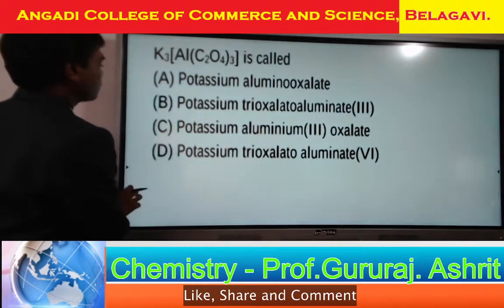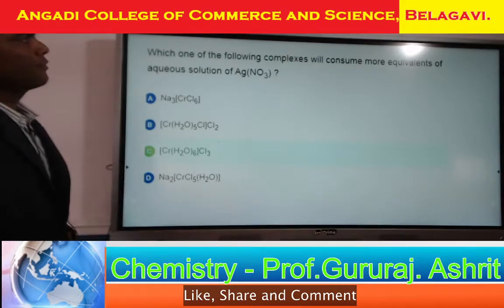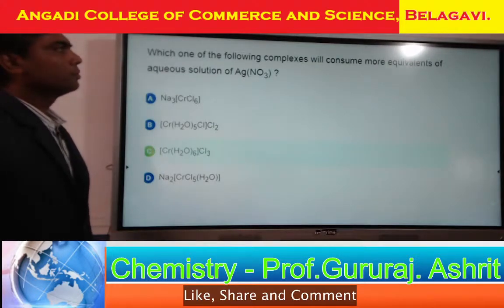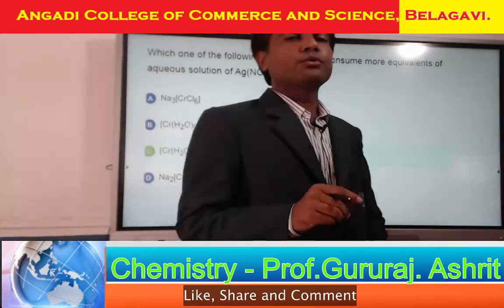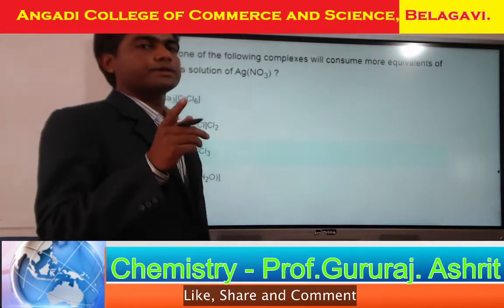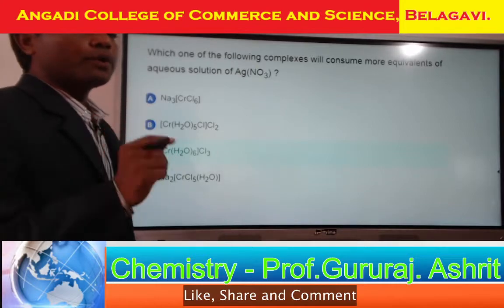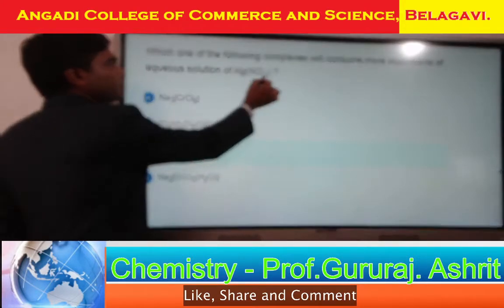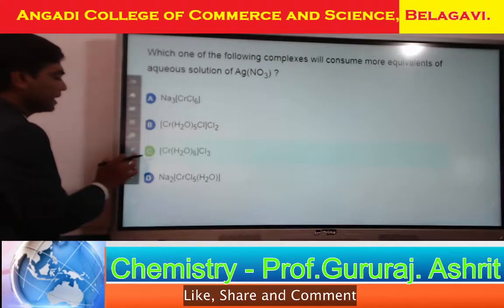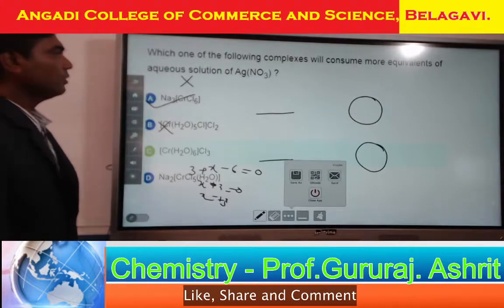Okay, next question. Which of the following complexes will consume more equivalent aqueous solution of AgNO3? All of you know, in complex compounds, if it is an ionization isomer, when they dissolve in any solution, they will form the precipitate, because AgNO3 is the best precipitating agent. Okay, let us see now.